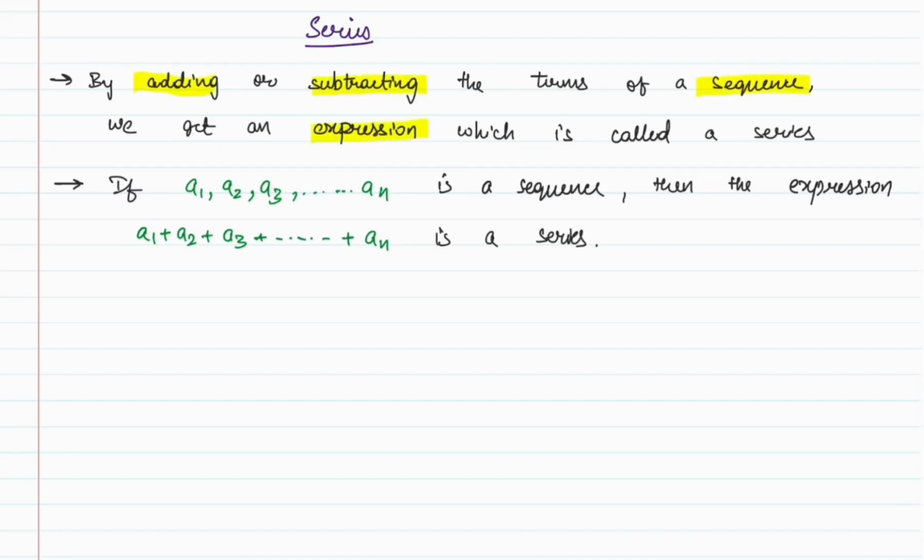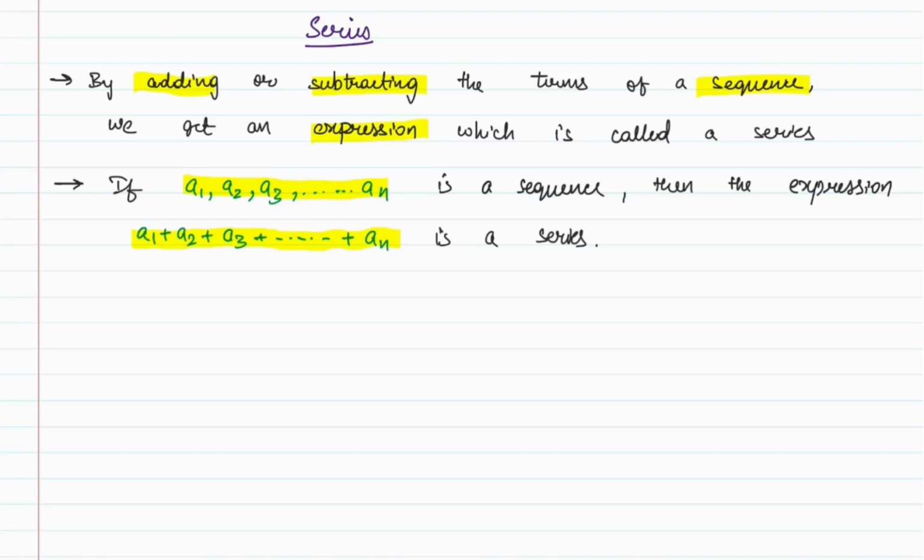If you want to write that in mathematical form, if a1, a2, a3, and so on up to an is a sequence, like I already explained in the previous video, then the expression adding those terms or subtracting those terms will be a series. So we'll have a1 + a2 + a3 + so on up to an.